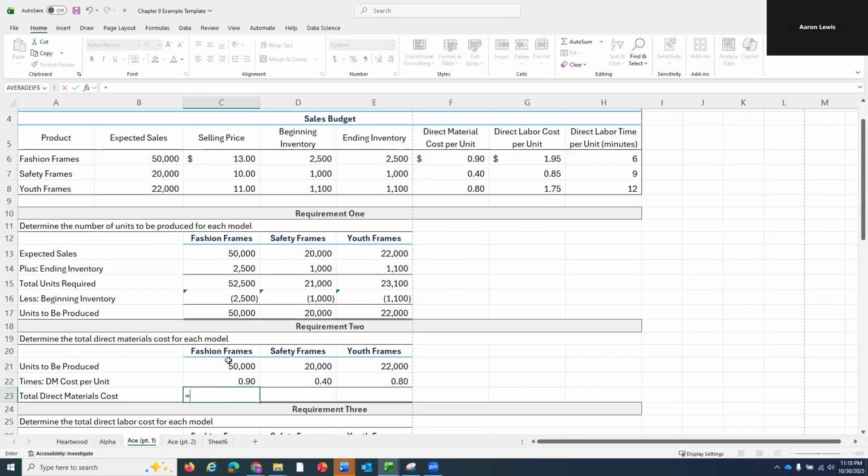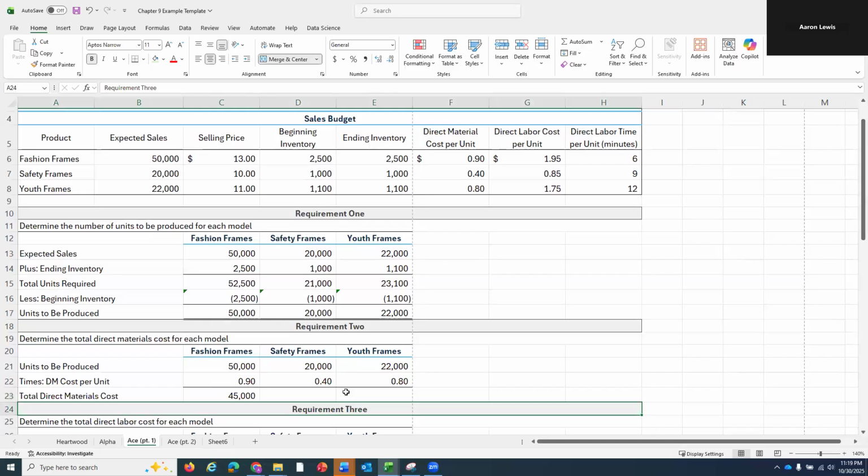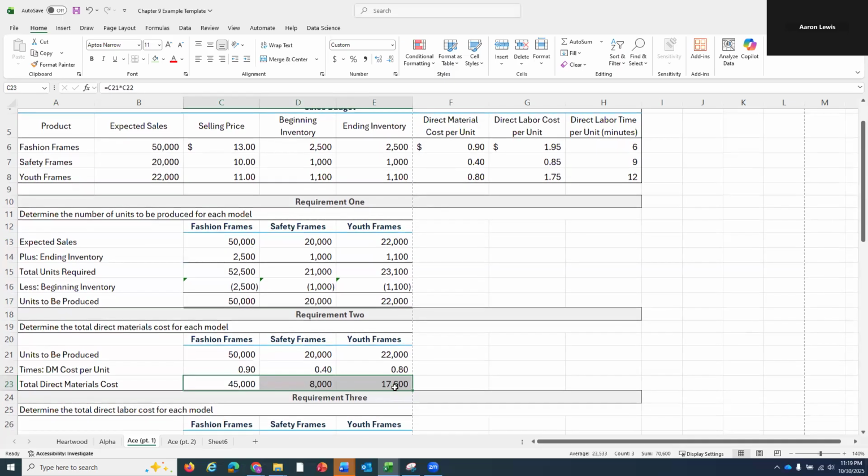If each of those 50,000 fashion frames is going to cost us 90 cents in materials, that means we're going to spend $45,000 in material costs producing fashion frames. For safety frames, 20,000 units at 40 cents a piece means we're going to spend $8,000 in material costs on that particular model. And for youth frames, 22,000 units to be produced at 80 cents per unit of material cost means we're going to spend $17,600 on materials to produce youth frames during the period.